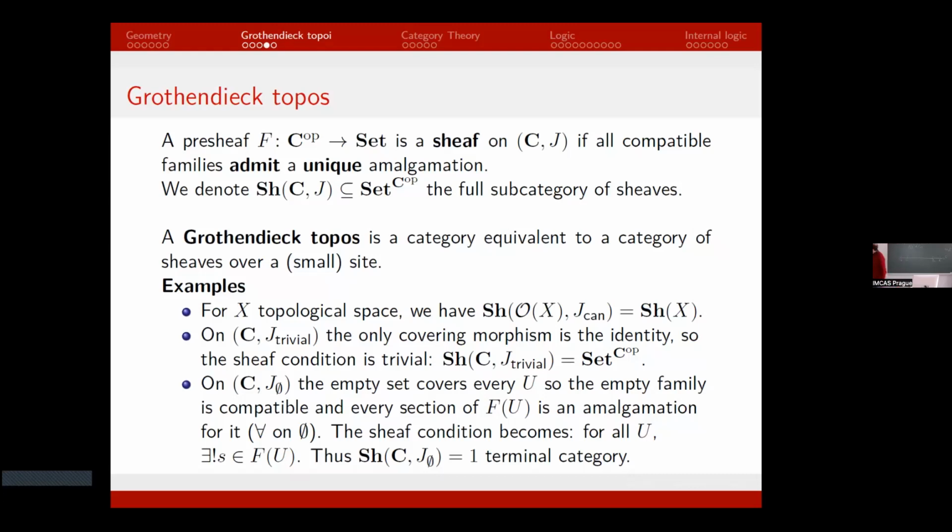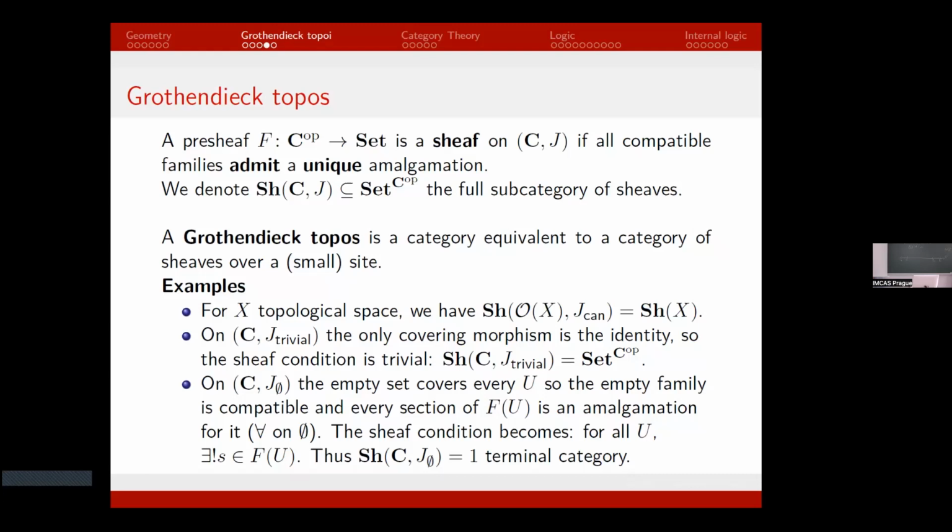On the other hand, if we take the empty coverage, which I recall was the coverage where the empty map covers every object U, what happens here is a sort of logical trick, because every time we use the universal quantifier on an empty family, this is an empty condition because everything works. But that's not the case for the existence. So for every compatible family, we can take the empty family, so there is nothing to quantify on. So this is an empty condition.